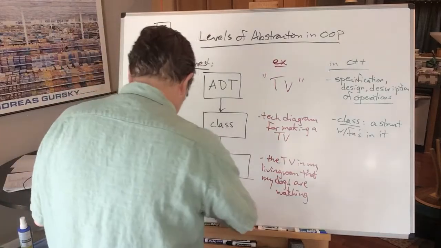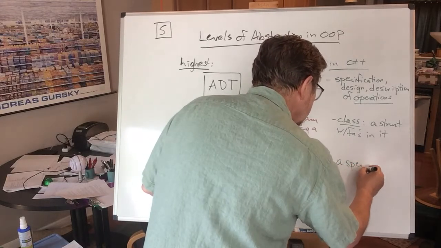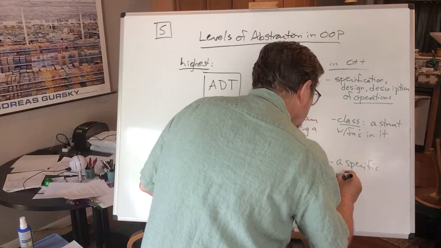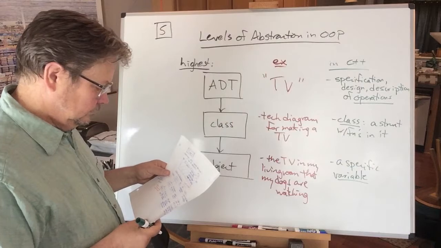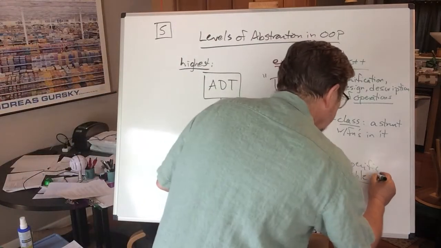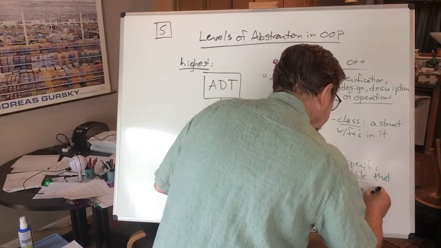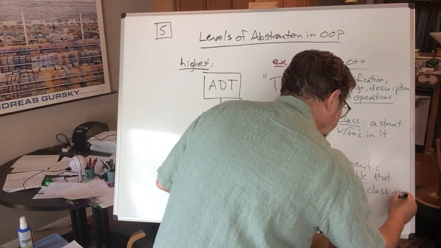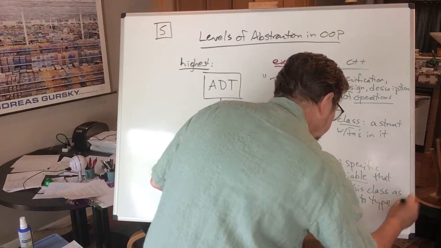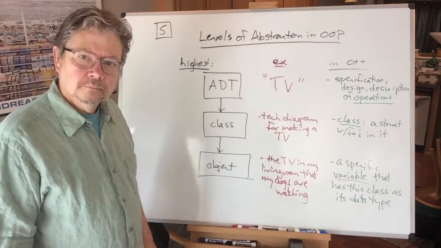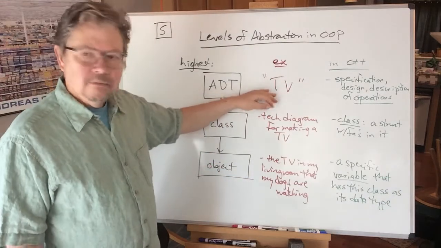And over here in C++, this is a specific variable that has this class as its data type. A lot of writing. Sorry about that. A specific variable.